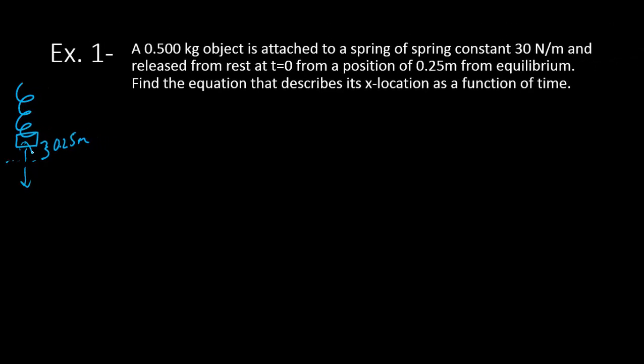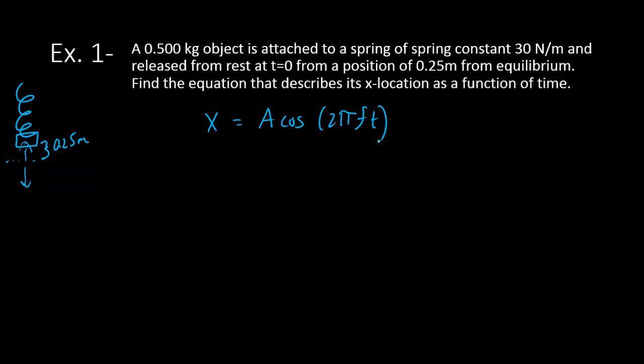I can use this equation that we just wrote down a second ago. So x is equal to A cosine 2 pi f t. And this question says, find the equation that describes its x location as a function of time. So we're looking for a very specific equation for this exact pendulum mass system.